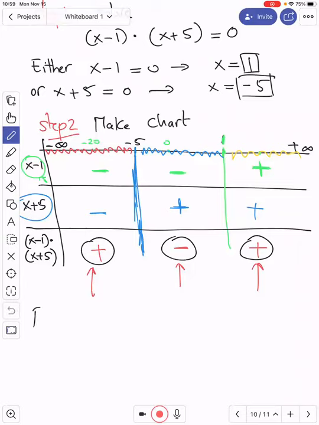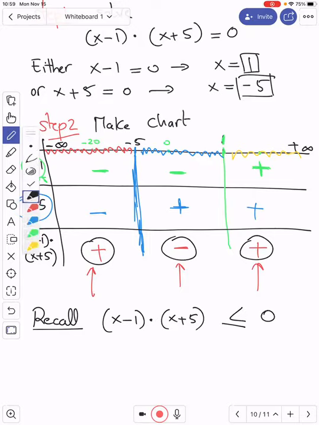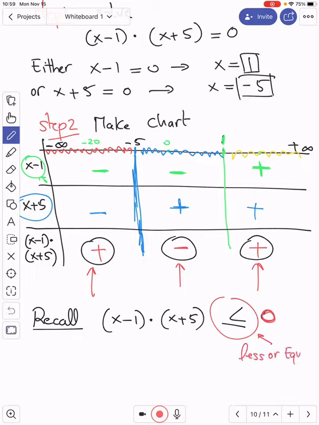So just to remind you, we need to solve x minus 1 times x plus 5 less or equal to 0. That's the initial question. When you are less than 0, it means you are negative. So less or equal to 0 means negative or 0. If you are less than 0, then you are negative, or when you are equal to 0, you are just 0.